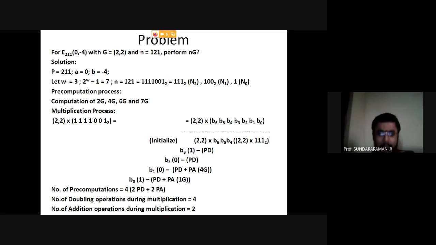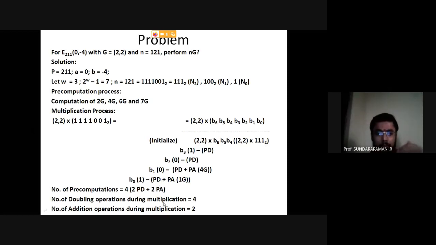So let us analyze the requirement. Number of pre-computations 4. That is 2 point doublings and 2 point additions. For 2G 1 point doubling. For 4G 1 point doubling. For 6G 1 point addition. For 7G 1 point addition. Right? So 2 point doublings and 2 point addition process.